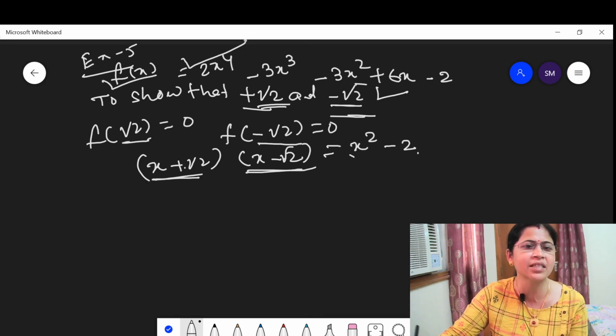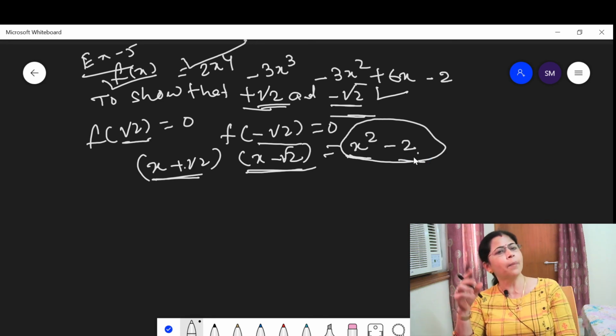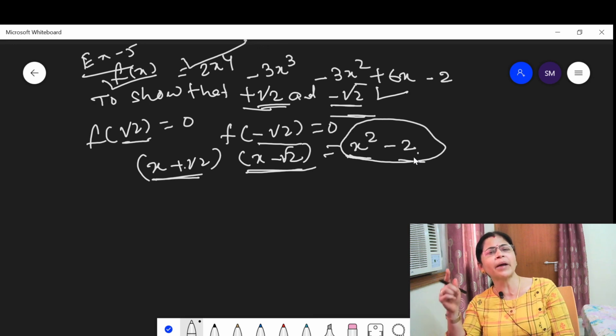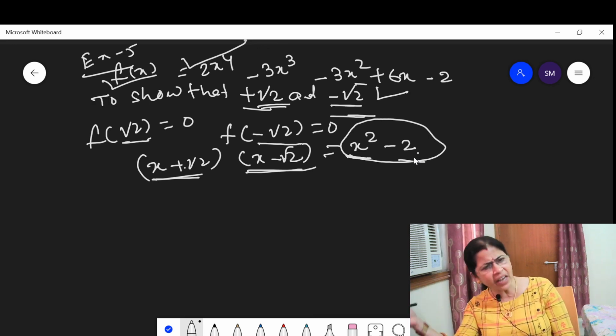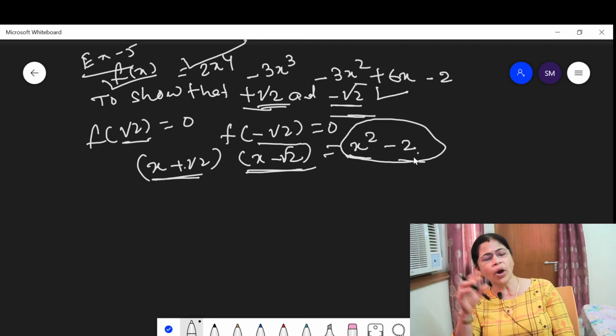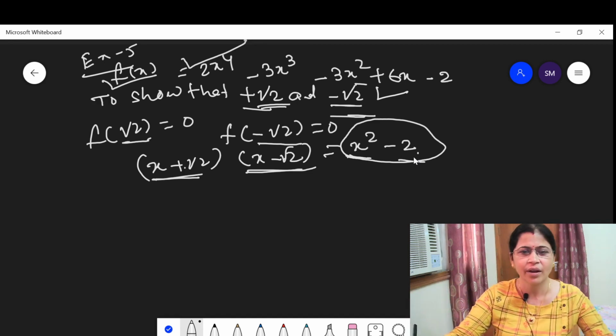If the polynomial f(x) is completely divisible by this polynomial, this shows that x square minus 2 is a factor of f(x). How can we prove that x square minus 2 is a factor of f(x)? When we divide f(x) by x square minus 2 and the remainder r(x) is equal to 0, this shows that x square minus 2 is a factor of f(x). Am I right? If x square minus 2 is a factor, then x square minus 2 equals 0, or x is equal to plus or minus root 2. This means plus root 2 and minus root 2 are the zeros of f(x). Now let us solve.